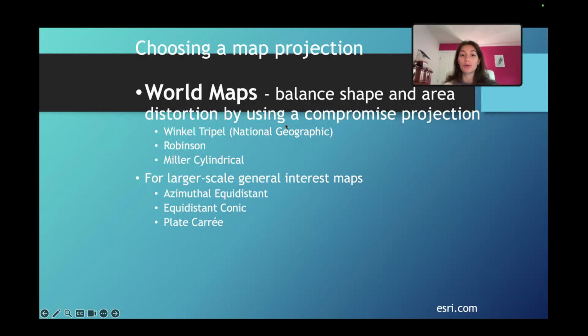This is like that Winkel Tripel. This is from National Geographic. This is like using Robinson or Miller cylindrical. For other larger scale general interest maps, you may want to use azimuthal equidistant, equidistant conic, or Plate Carrée.